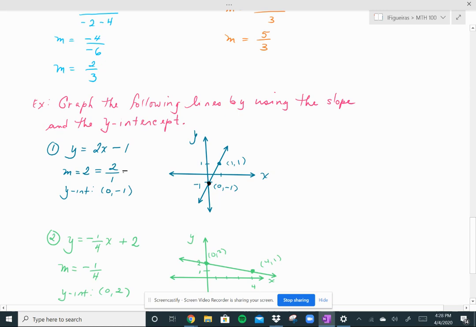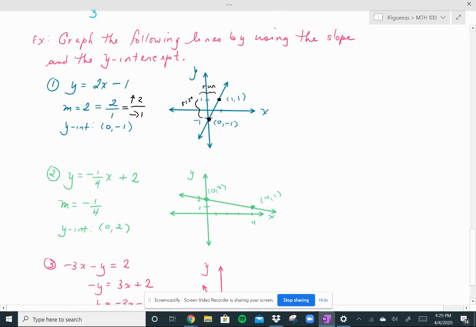So if my numerator is 2, that means I'm going to go up 2 units. And if my denominator is 1, that means I'm going to go right 1 unit. And I'm going to go up 2 and right 1 from the y-intercept. So when I go up 2 units, that's what you see here. This is my rise. And then when I go right 1 unit, that's what you see here. This is my run. So I end up at the point 1, 1. So when you connect the 2 points, you get your equation.